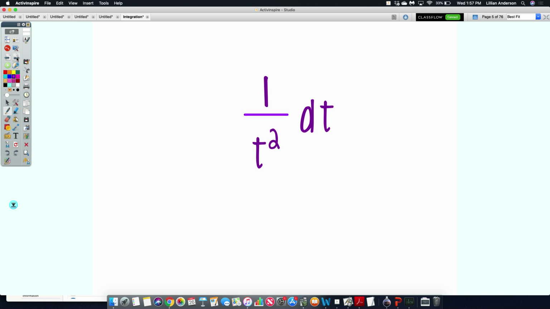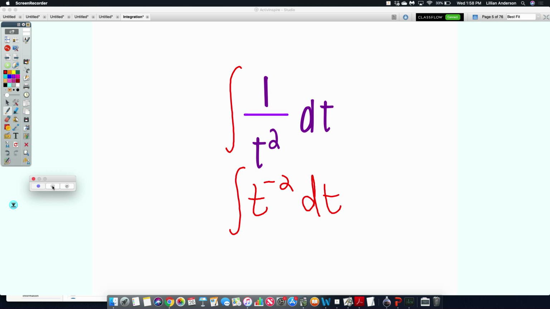Okay? Now for this one, what are you going to have to do before you can actually take the antiderivative? Chain rule. No. Put it up in the numerator. You bring it to the top. You make it negative. Sorry, I missed the integral sign, but I forgot to delete it all. Okay? So you want to take the antiderivative of t to the negative 2. Do that real quick.